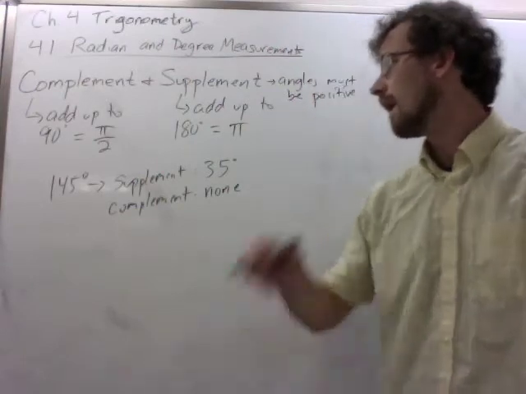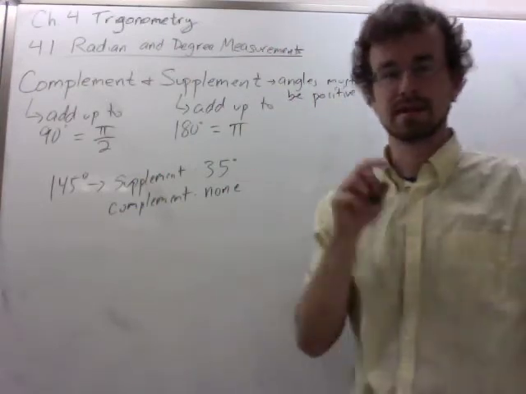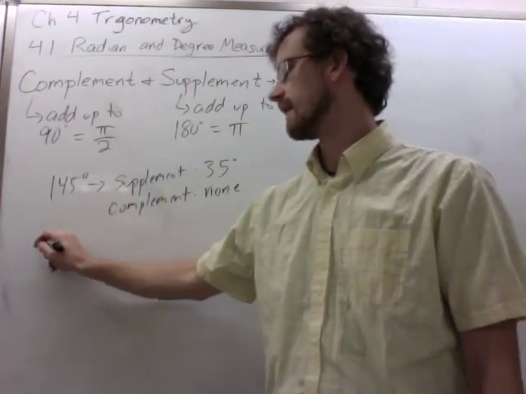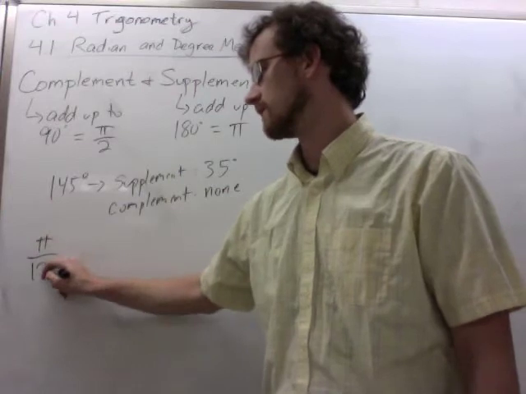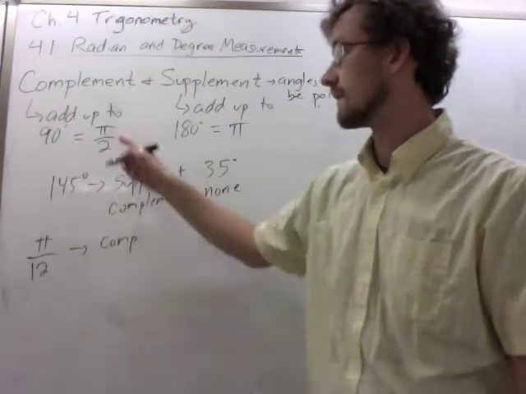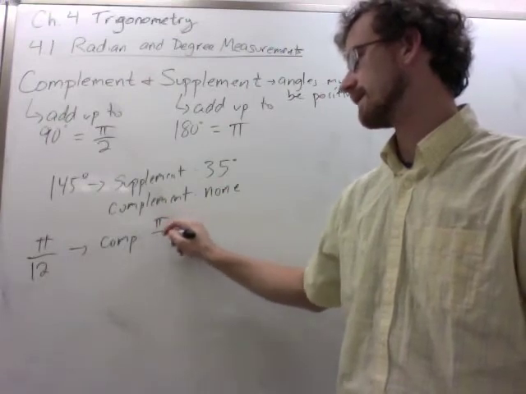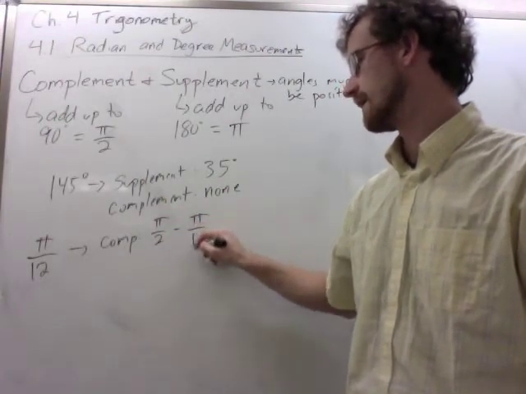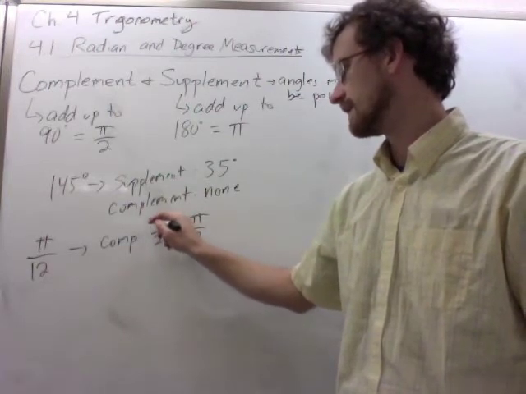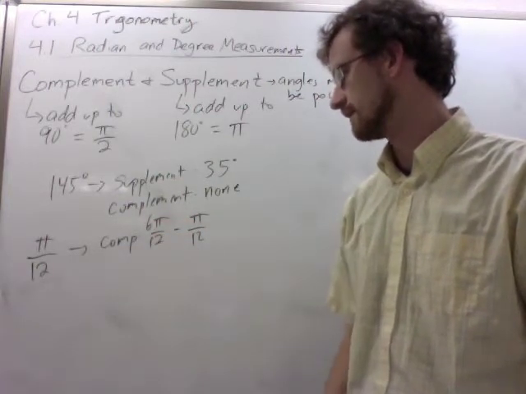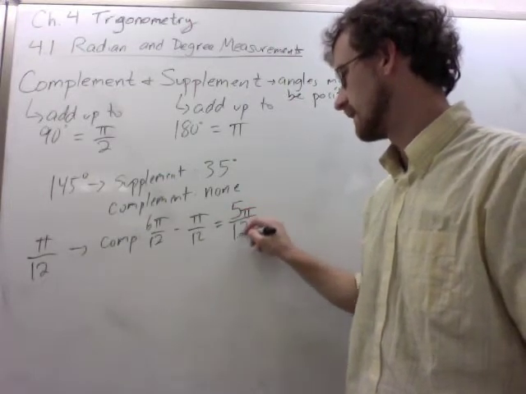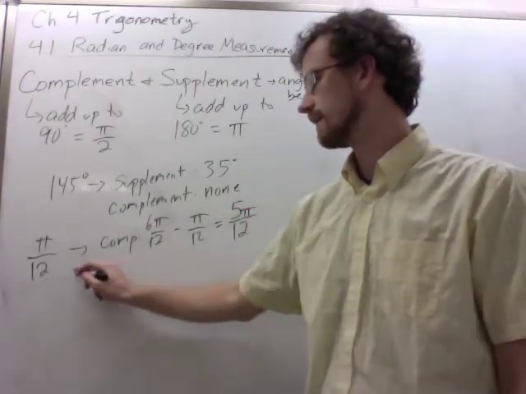Right? So finding complements and supplements is a simple matter of subtracting. Say we've got pi over 12. To find the complement, it's whatever adds up to pi over 2. So I take pi over 2 minus pi over 12. Well, pi over 2 would be 6 pi over 12. So the complement of pi over 12 is 5 pi over 12.